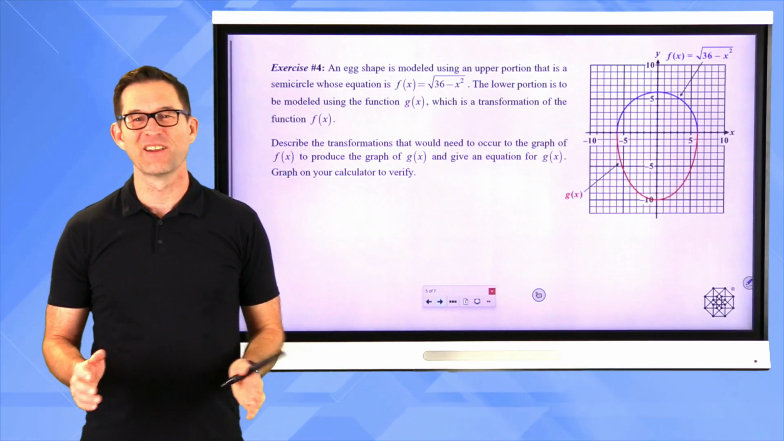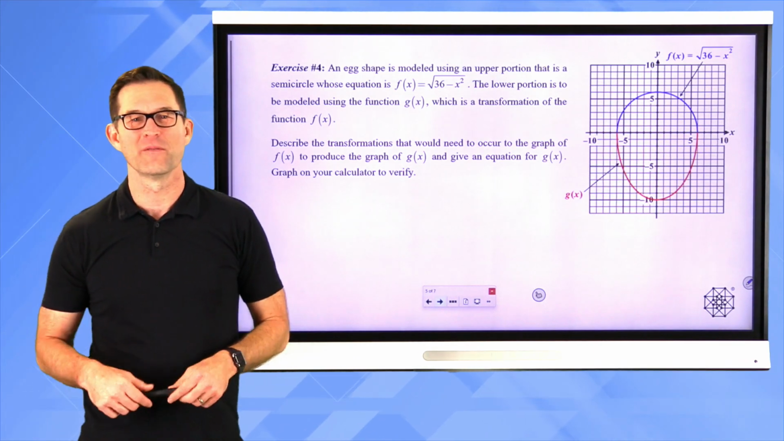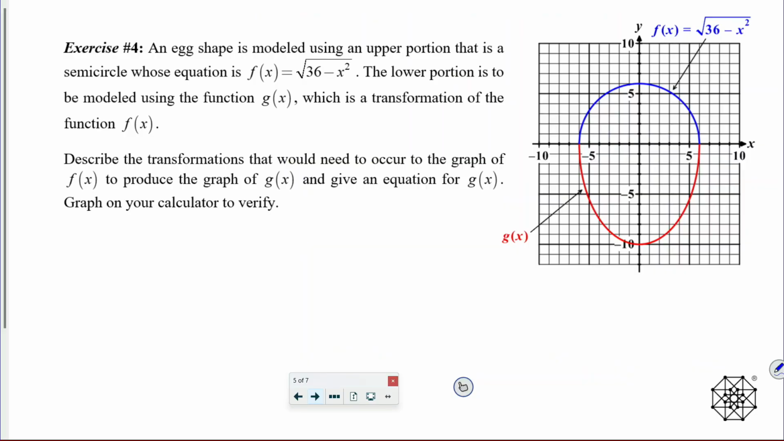All right, let's take a look at one that I love. Exercise number 4. An egg shape is modeled using an upper portion that is a semicircle whose equation is f of x equals the square root of 36 minus x squared. The lower portion is to be modeled using the function g of x, which is a transformation of the function f of x. Describe the transformations that would need to occur to the graph of f of x to produce the graph of g of x, and give an equation for g of x. Graph on your calculator to verify.